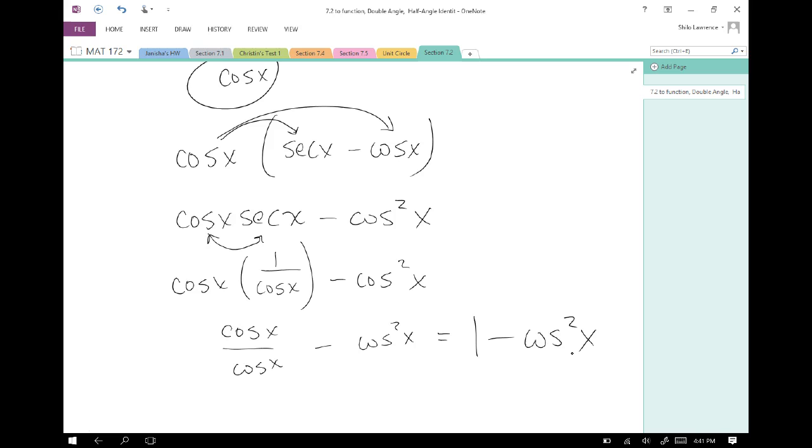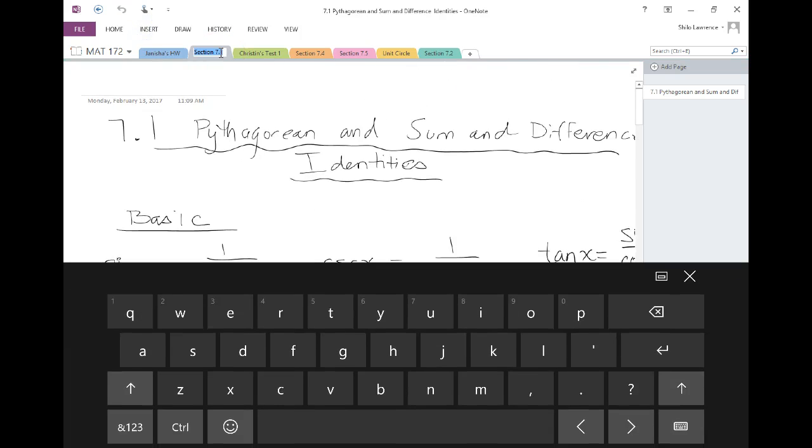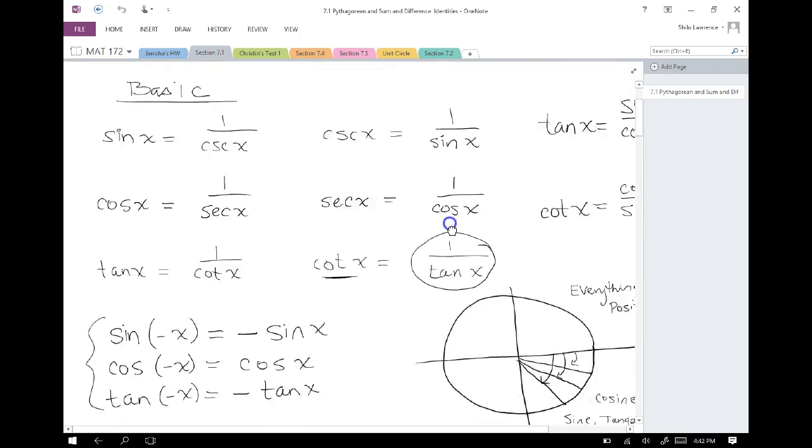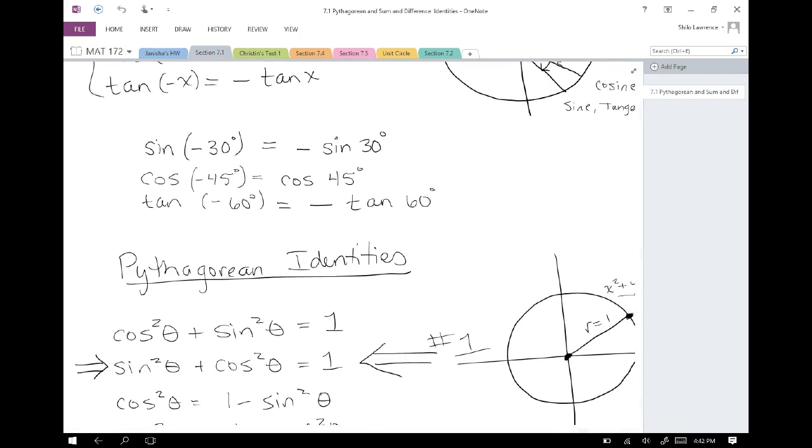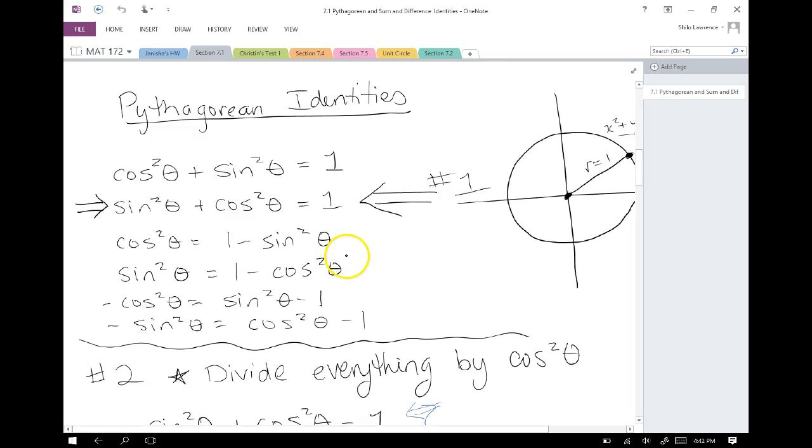which is great, but you're not done because that is a trig identity. So be really, really careful at your last step and make sure that you're not ending on a trig identity. 1 minus cosine squared is a trig identity back from section 7.1. I'm going to flip over to the 7.1 notes that I took when I made the 7.1 video. Oh wow, these are so much neater. 1 minus cosine squared, there it is. 1 minus cosine squared is equal to sine squared.